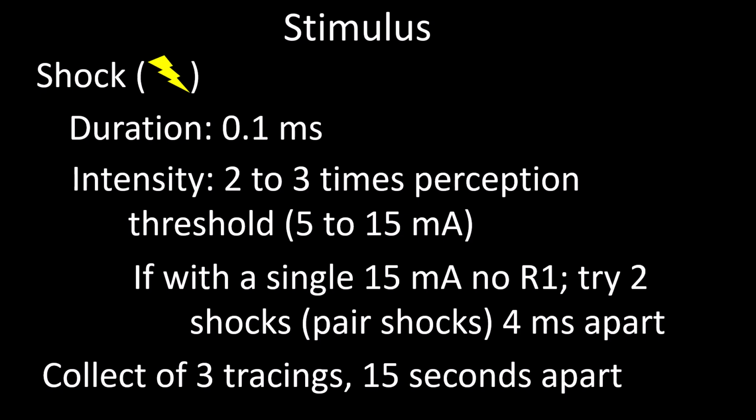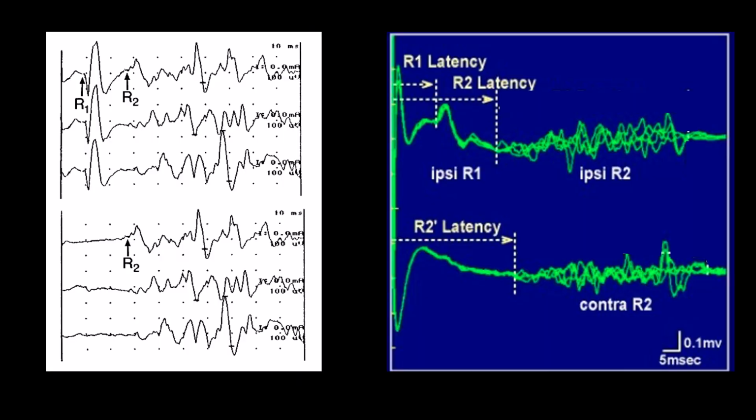The 3 tracings can be analyzed separately or superimposed. When the 3 tracings are analyzed separately, the best of the 3 is used for labeling. When the recordings are superimposed, the earliest onset latencies are used for labeling, as you can see in this frame.